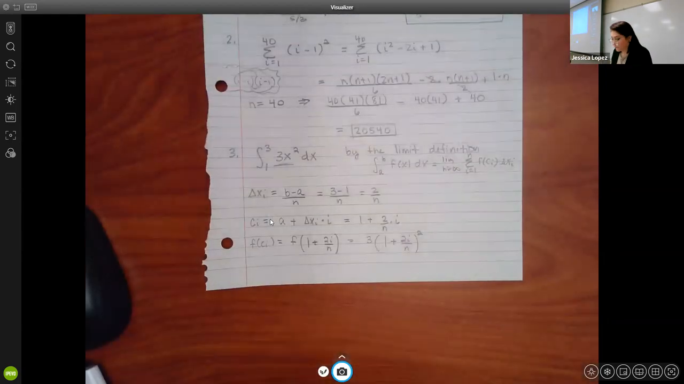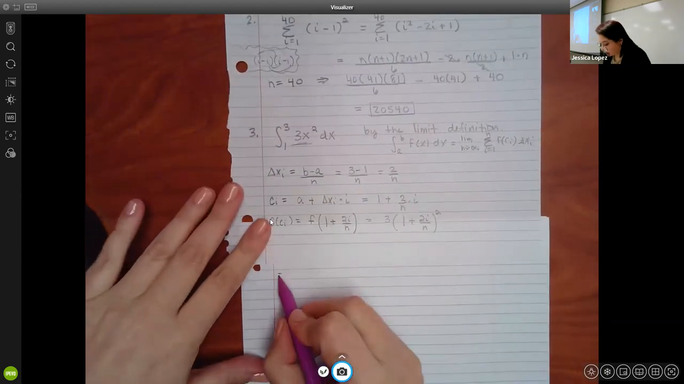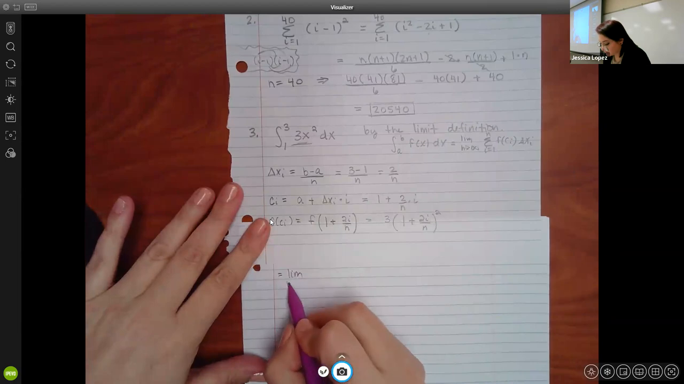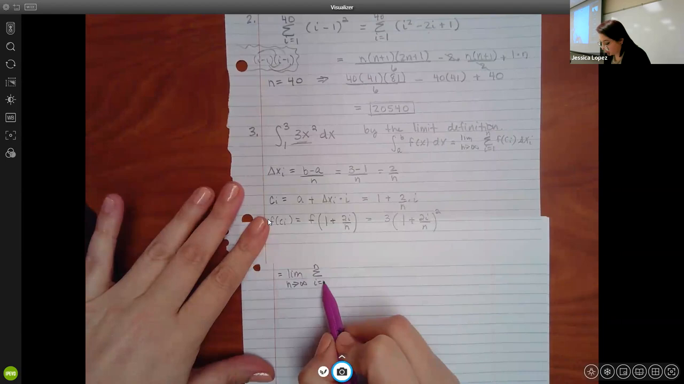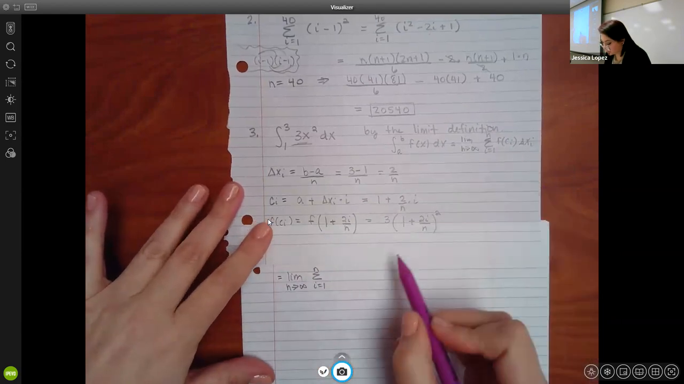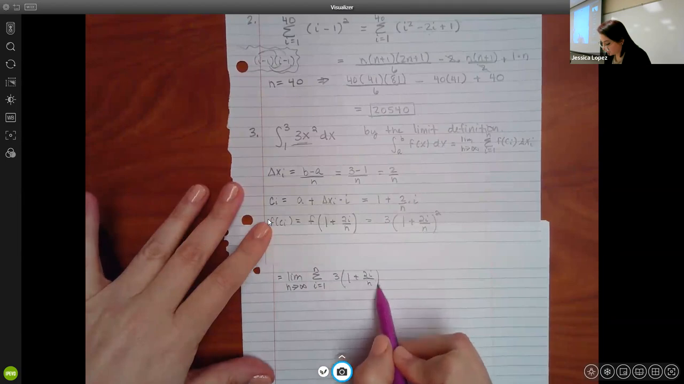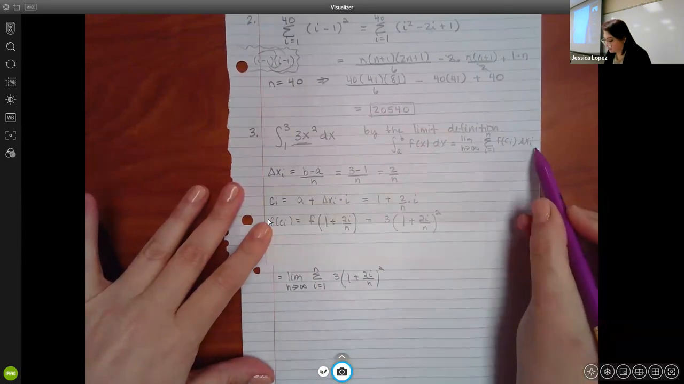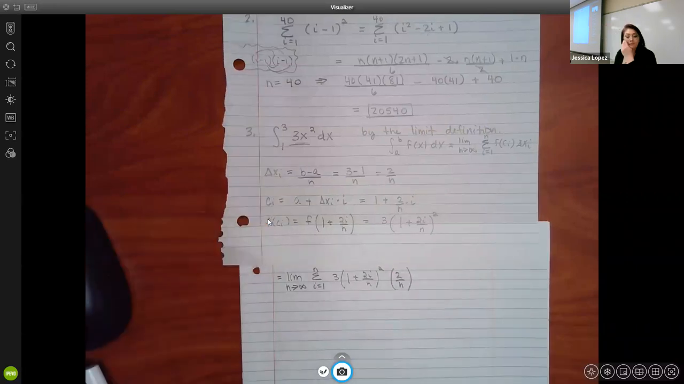So for my setup, it's going to be the limit as n goes to infinity, the sum from i equals 1 to n, and then f of ci, so this guy here, times delta xi, which is the 2 over n. And from here it's literally just the algebra part, and then using those summation formulas, right?